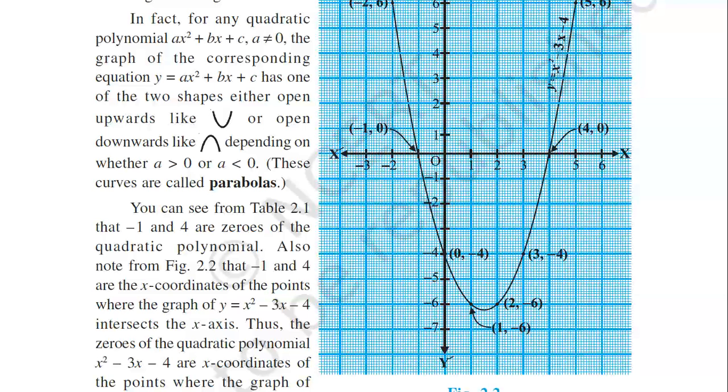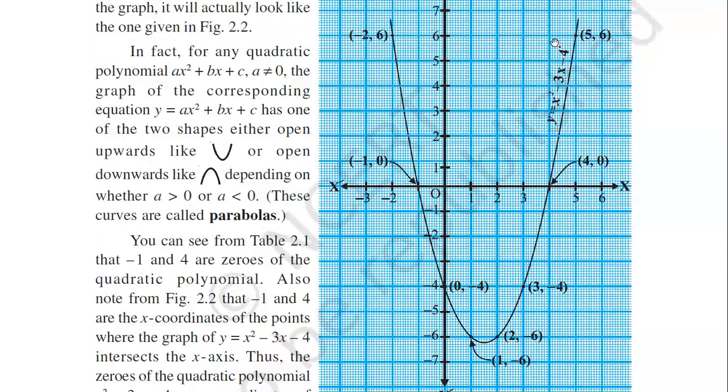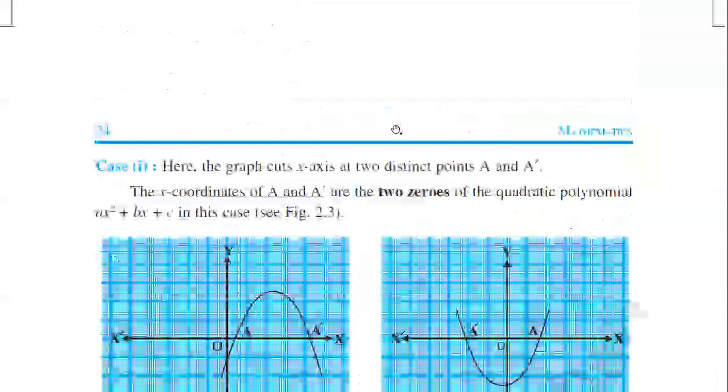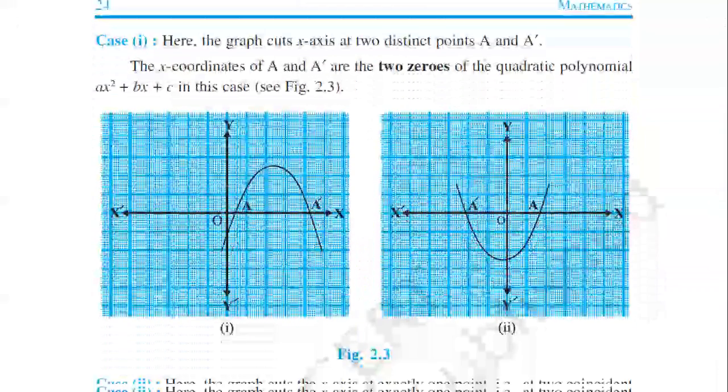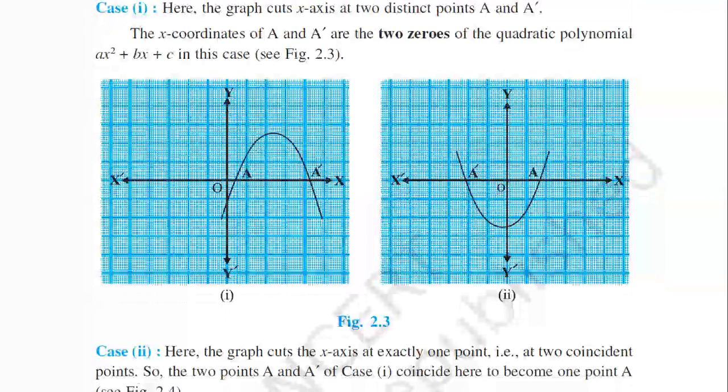So if a is greater than 0, then a parabola upward will come. Here you can see, if a is greater than 0, then it is a parabola upward. It means if the coefficient of x square is positive, then you get this kind of graph. But if the coefficient of x square is negative, which means a is less than 0, then you will get a parabola downward. Let me show you. See here. Okay, parabola downward.